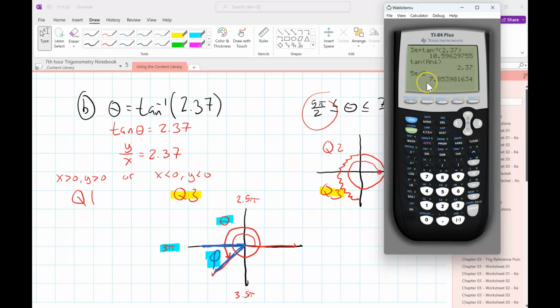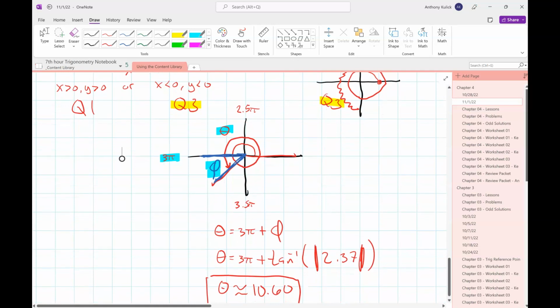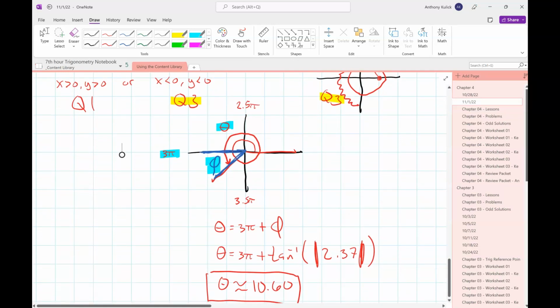5 pi over 2 is 7.8. Definitely bigger. 1060 is bigger than that. And then 7 pi over 2 is just about 11. 1060 is definitely smaller than that. I'm convinced I have the correct answer, as it satisfies both requirements, right? Is this feeling okay? A little bit complicated, but not bad, right?